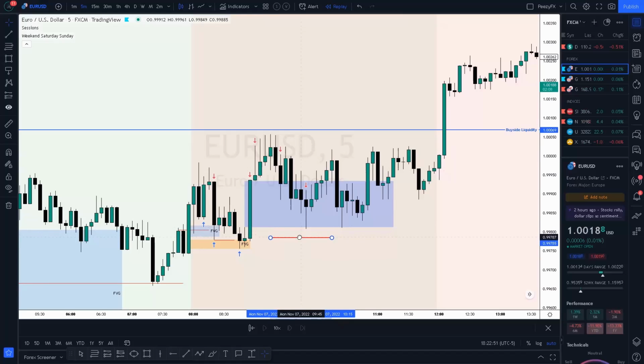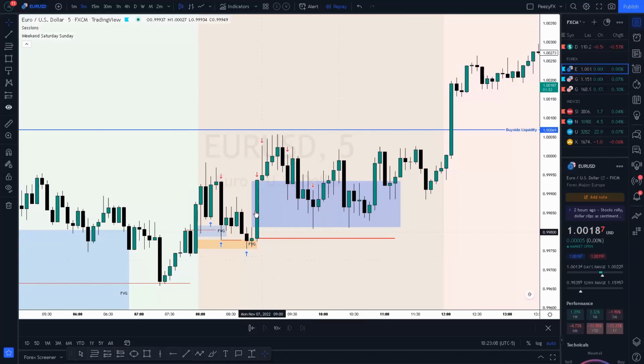If I would have drug it down to about right there, basically, this is the candle that created the fair value gap. So close to the low, the opening or the low of that candle is where I usually put my stop losses when I'm trading this type of setup. Depending. A lot of times I put it below the swing low. It just depends.